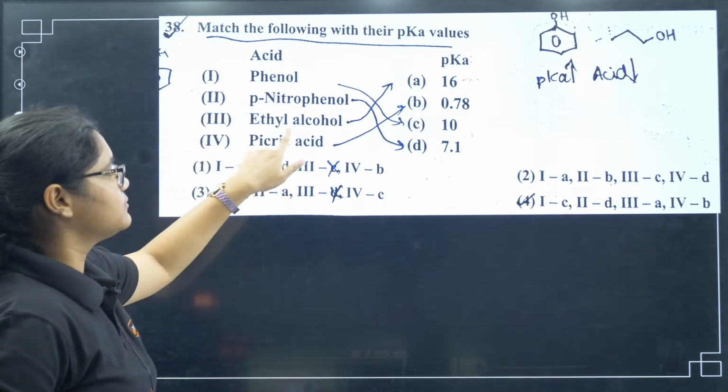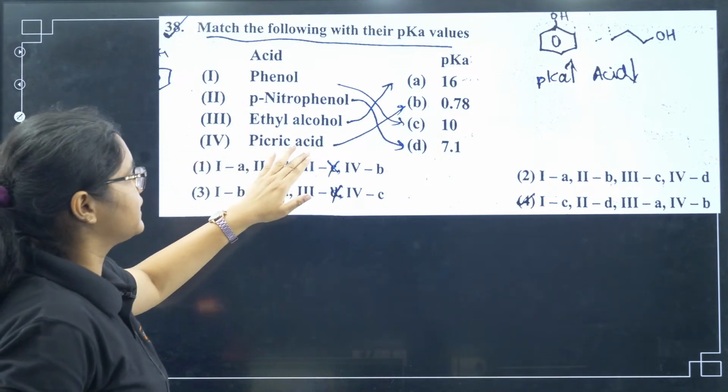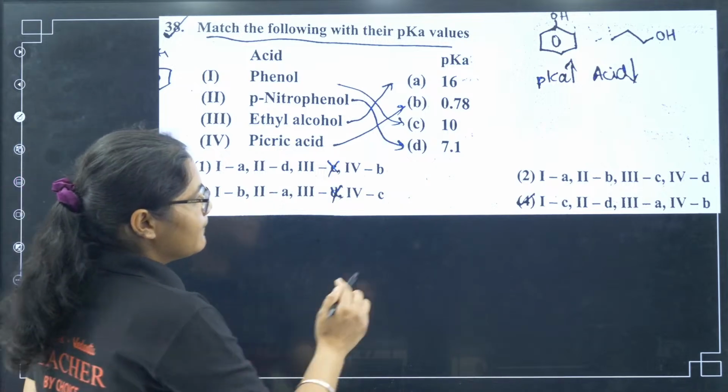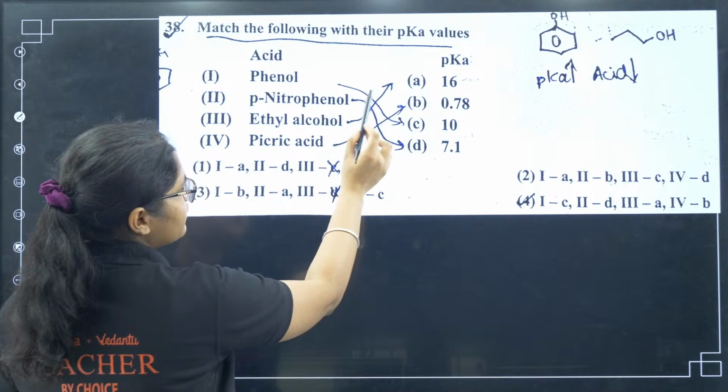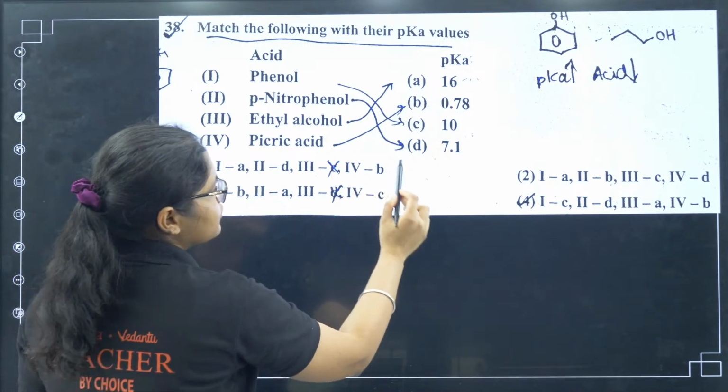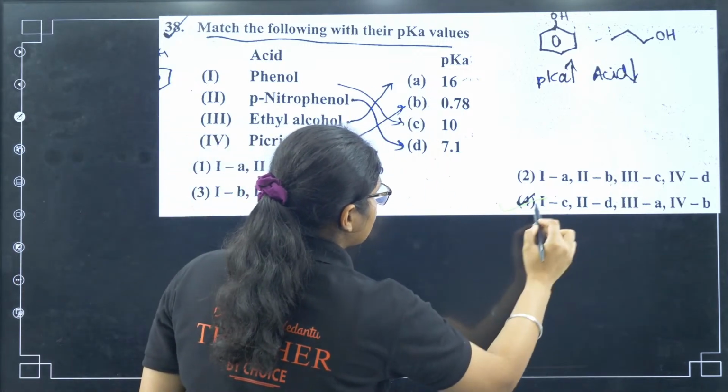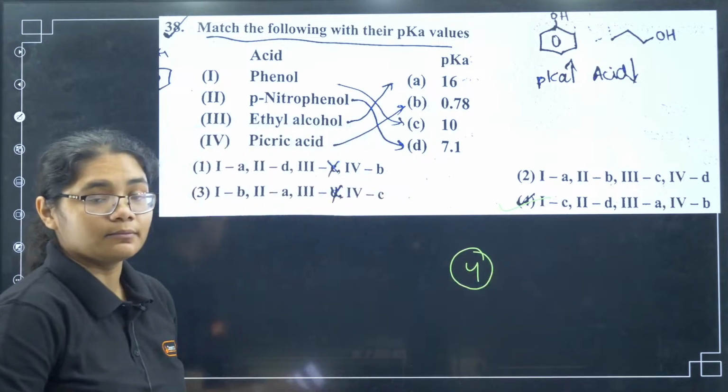Match the following. Here picric acid is most acidic, so it will have the lowest pKa value, so 4 has to be B. Then the next one is paranitrophenol, so after that we will have D, so 2 has to be D. So the correct answer for this question will be option number 4.